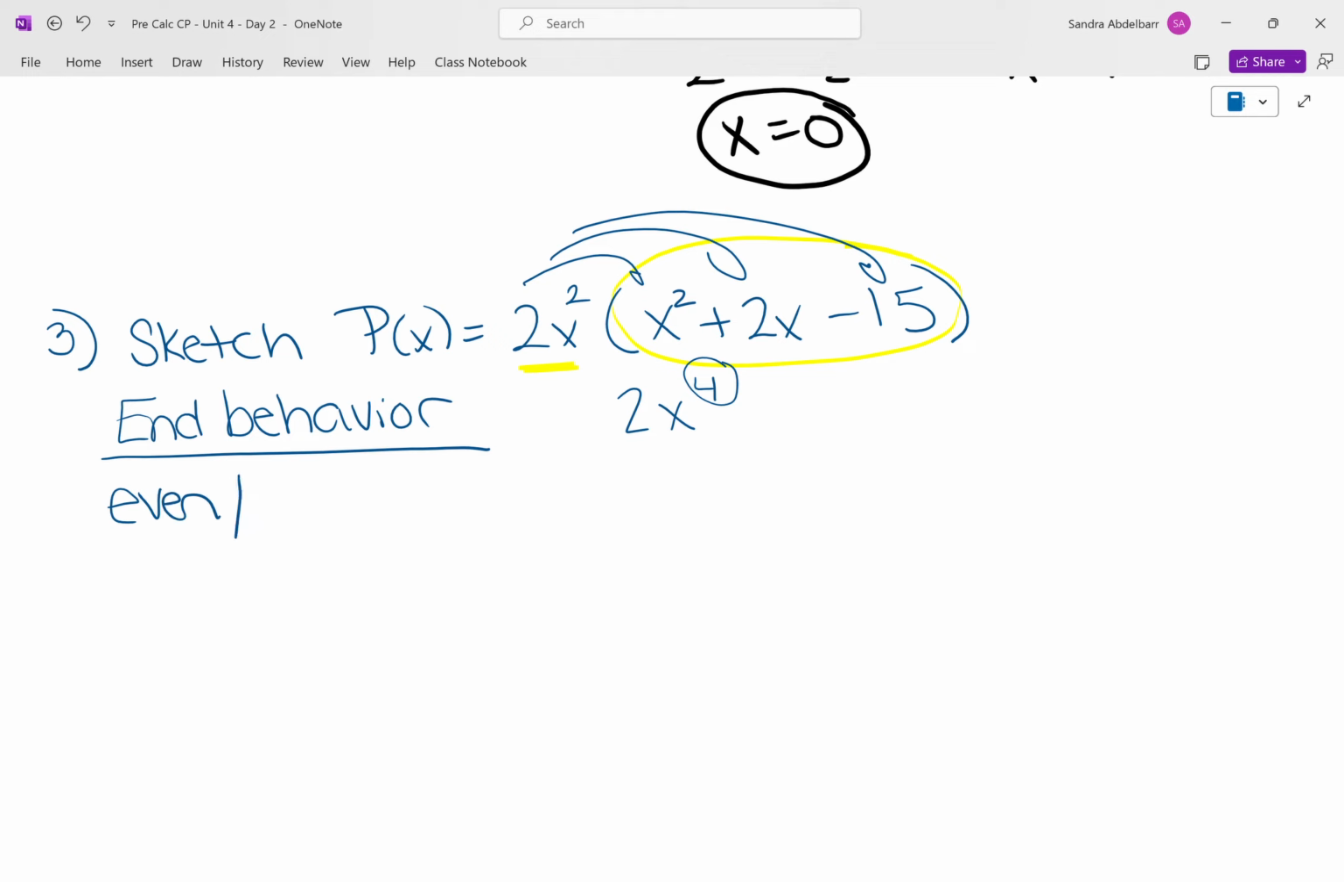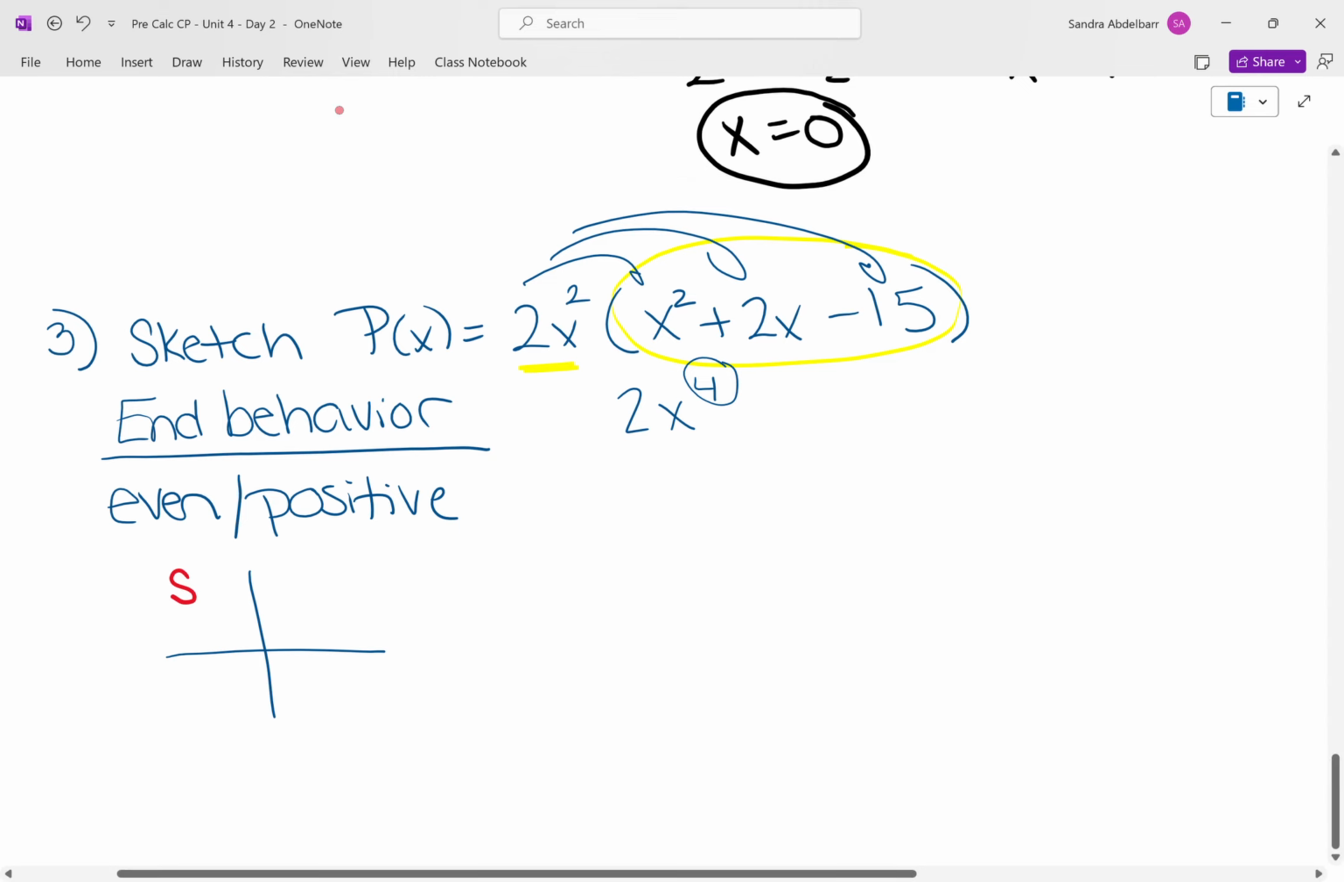So 4, is it even or odd? Even. And then the leading coefficient on that x to the fourth, is it positive or negative? Positive. So if we are even and positive, you tell me, where are we starting, where are we ending? Good. We're going to start at quadrant 2, we're going to end at quadrant 1.